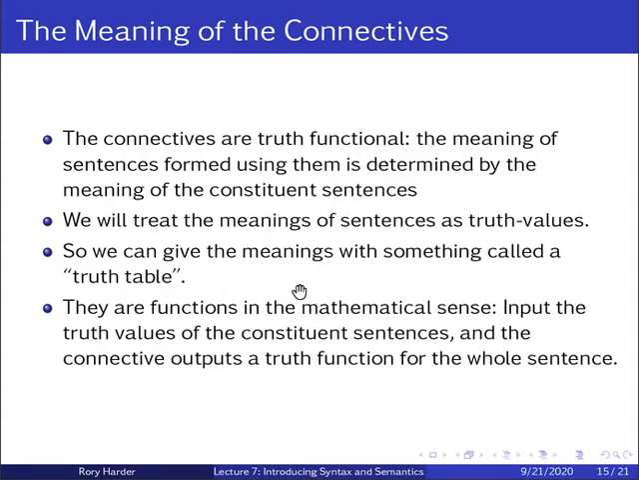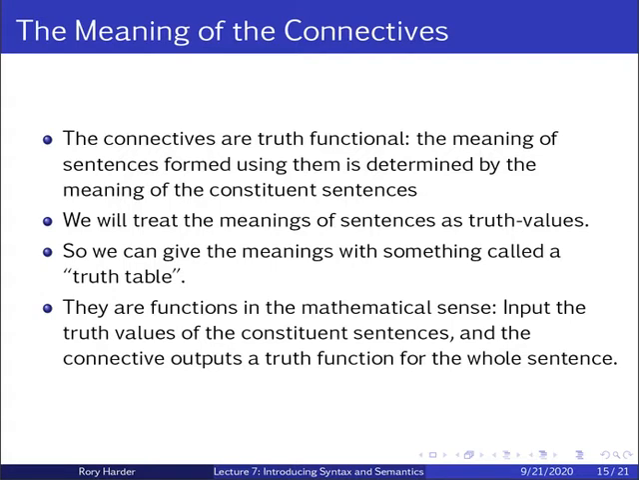So the meanings of connectives are functions from truth values to other truth values. And these are functions in the mathematical sense. What you do is you have an input, you input the truth values of the constituent sentences, and the connective tells you the truth value for the whole sentence. There's a typo here in this last sentence. It should read that when you input the truth values of the constituent sentences, the connective outputs a truth value for the whole sentence.